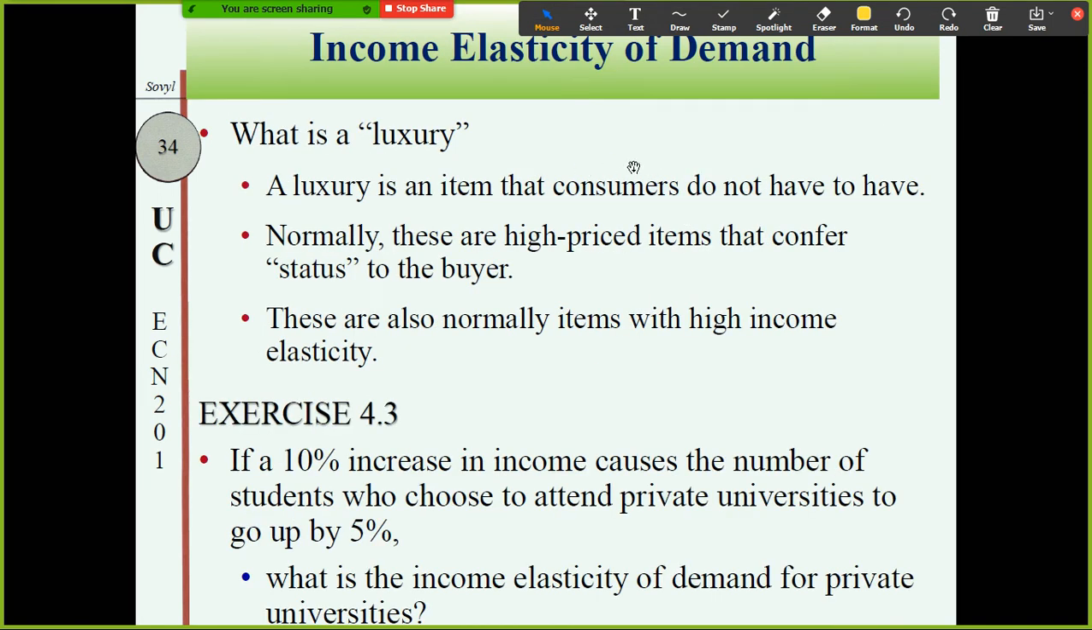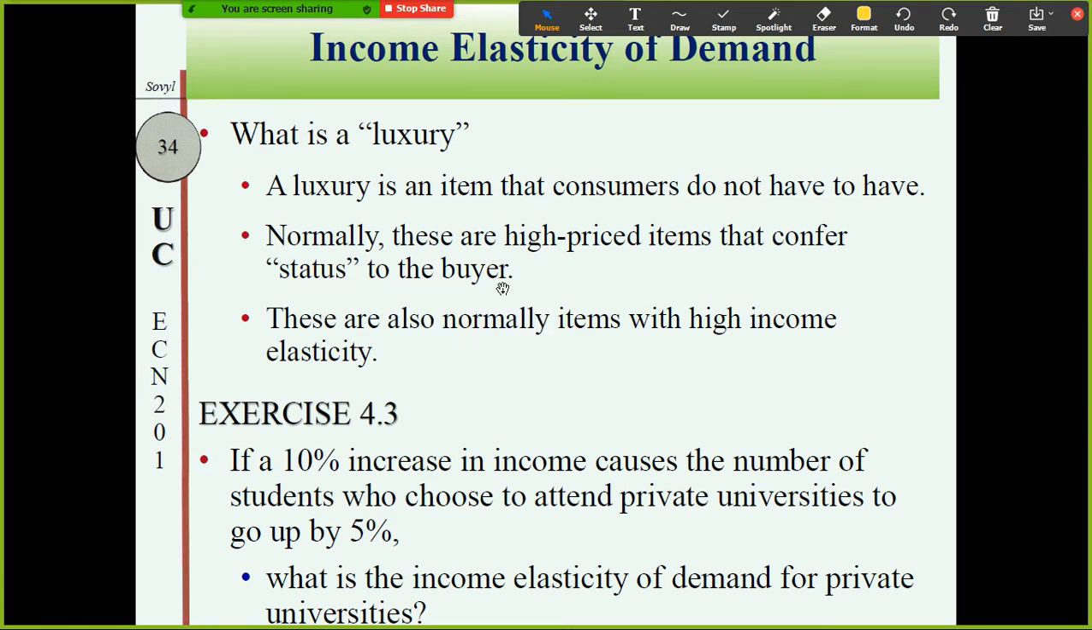Okay, maybe I'm not talking too much about luxury goods. A luxury is an item that consumers do not have to have. Luxury goods, consumers don't need to have. Normally, these are the high-priced items that confer status to the buyers.